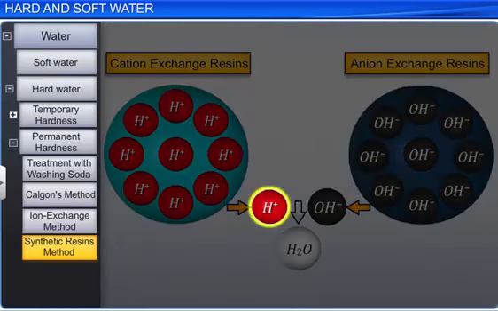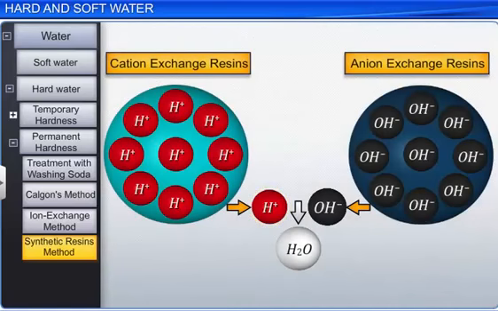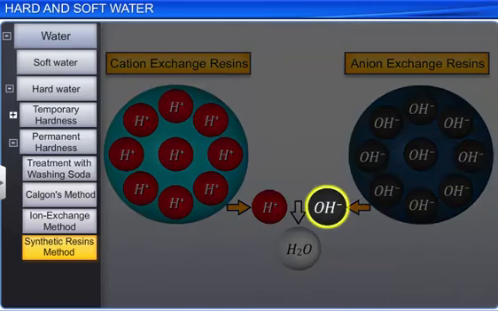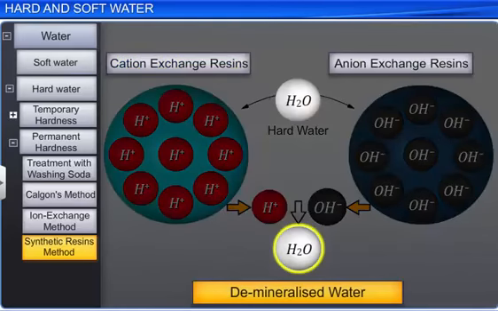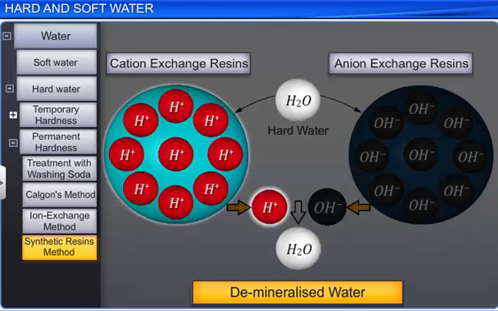Anion exchange resins contain organic molecules with groups such as NH3OH that exchange their OH- ions with the anions present in hard water. Pure demineralized or deionized water, free from all soluble mineral salts, is obtained by passing hard water successively through a cation exchange resin in the H+ form and an anion exchange resin in the OH- form.